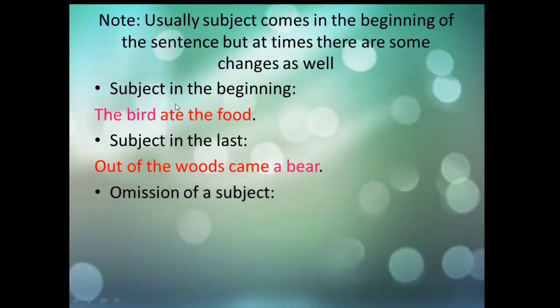Now, the next type: omission of a subject. That means the subject is not given in the sentence. Such sentences are nothing but imperative sentences. Now, let's see an example. Stand up. So, here only stand up. We don't know about whom the sentence is speaking, because the subject is omitted over here.